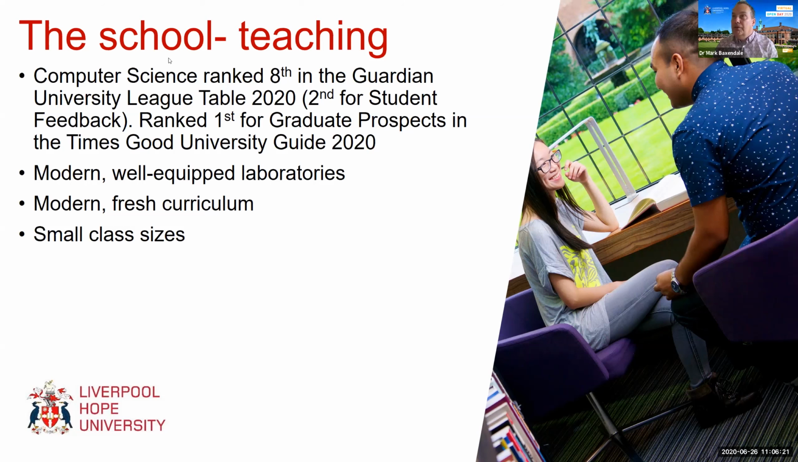And because we're enthusiastic and because we know our students one by one, we know our students by name, we do very well. Currently, in the 2020 Guardian University League table, the computer science course ranked 8th out of 105 institutions in the UK. So in the UK, the computer science course ranks 8th in the Guardian League tables, and it ranked 2nd for student feedback.